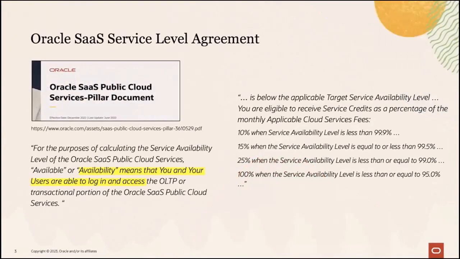This is a quote from one of our documents for SaaS. It's just an example. It's a public document that says Oracle is committing to some type of availability of our application, and it says what availability means here: the users are able to log in and access the data. It also has a list of items for what happens if we don't meet our SLA.